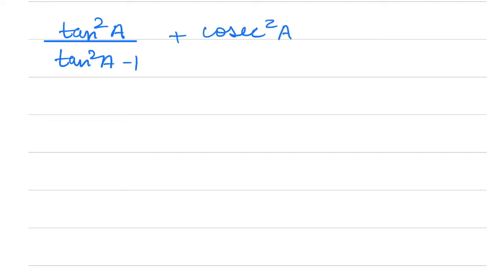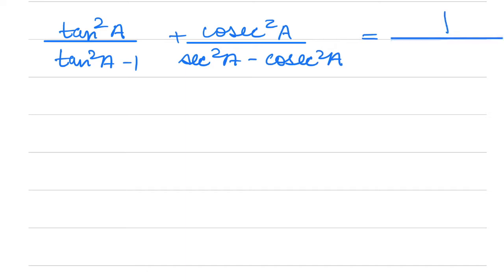In this question we have to prove tan square A divided by tan square A minus 1 plus cosec square A divided by sec square A minus cosec square A is equal to 1 by 1 minus 2 cos square A. So we'll solve the left hand side. Now we'll convert everything into sine and cos.